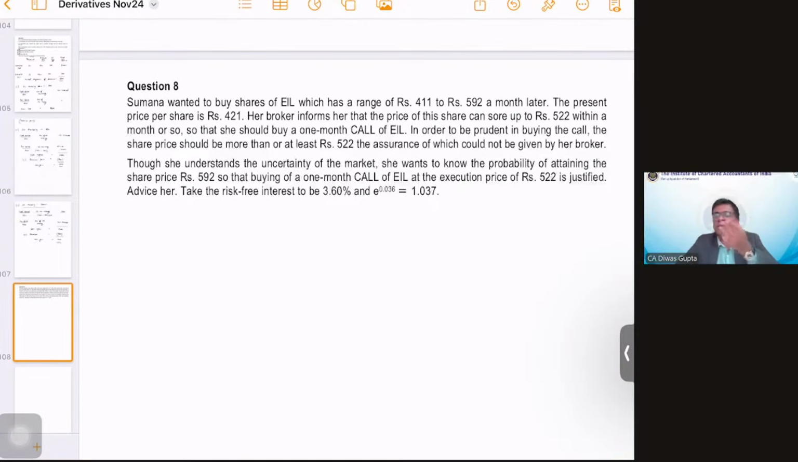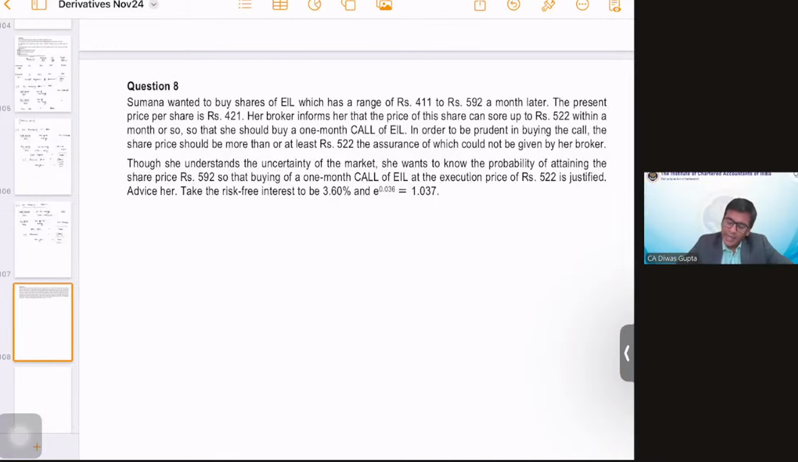We need to understand what and what. So, first of all, they have given us a higher and a lower range, which is 592 and 411. At the same time, they are saying that 522 is the price at which the share price can go up to, and at this price, the broker is suggesting to buy a call option. Now, at this price, the call option can be bought, but there is no assurance of what probability there is to attain this price.